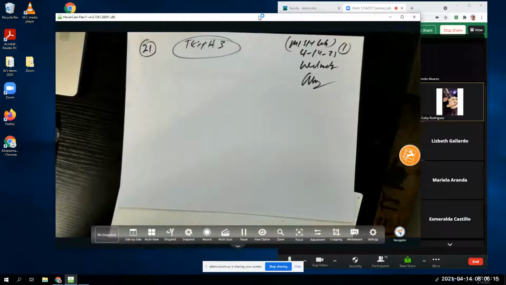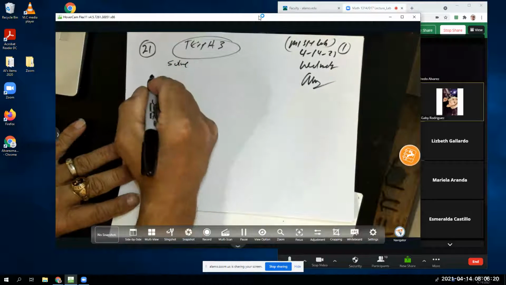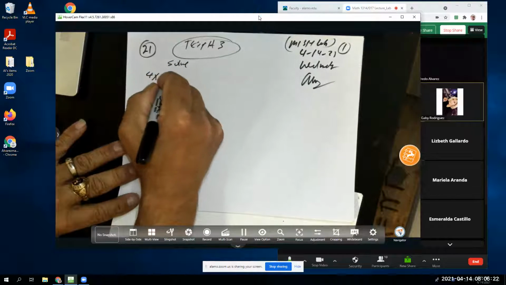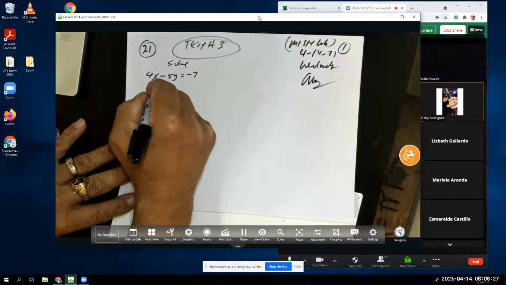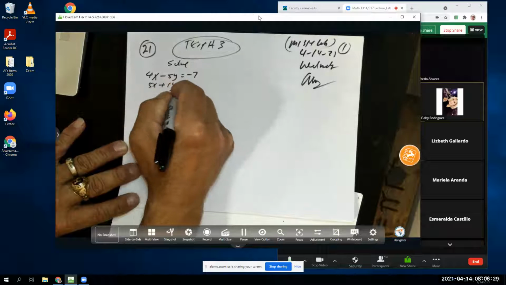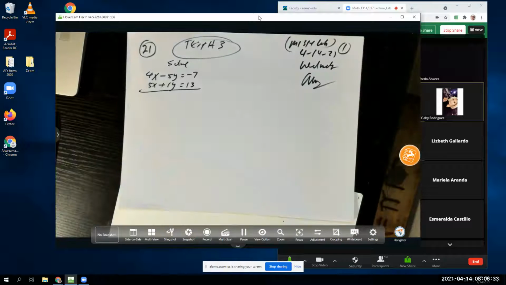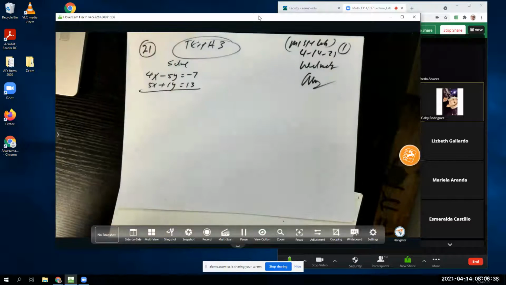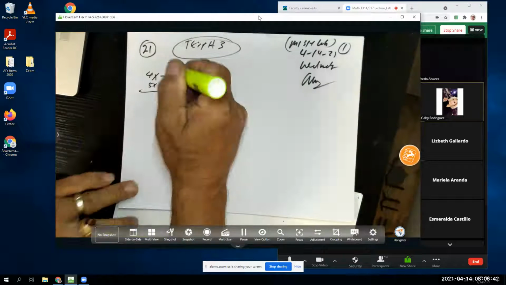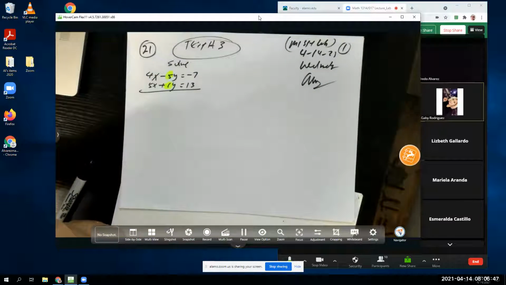That one has solve the systems of equations: 4x minus 5y equals -7, and 5x plus 1y equals 13. All right, there's a problem. So what you're going to do is multiply the numbers that are right here. See these numbers right here? That one and that one. You're going to flip those two numbers around and multiply all of it by that.